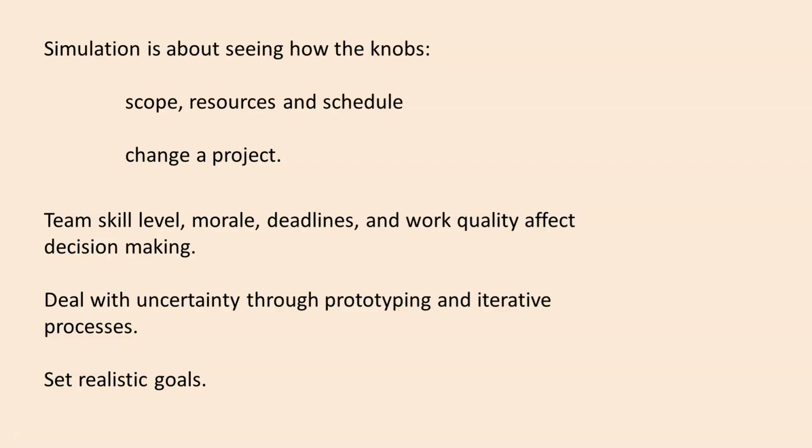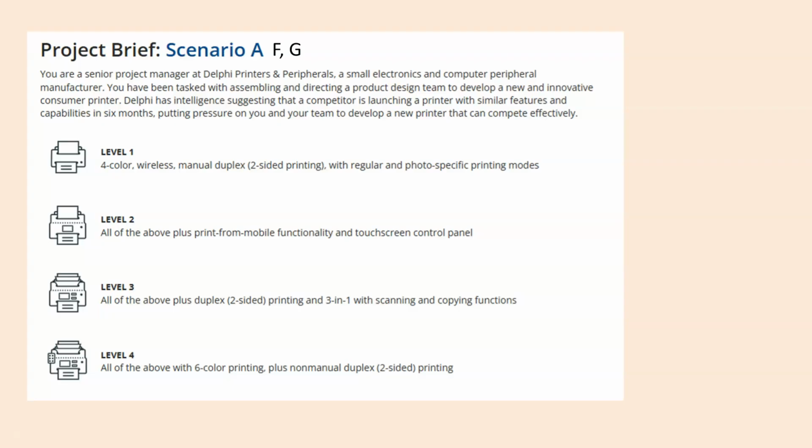Anyway, how do we deal with uncertainty? Through prototyping or iterative processes, and how do we set realistic goals? You have 3 scenarios. What's required for this is to do at least 2. You do 2 once, and then you pick one and try to get your maximum score. So what you're graded against is, first, did I do 2, whether it's A, F, or G? And then the one I choose to pick, what's the highest score I can get?